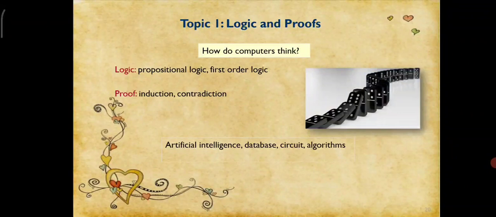Where am I using this logic and proofs? Artificial intelligence, AI, database, circuits, algorithms. In all these cases, we are using logic and proofs.